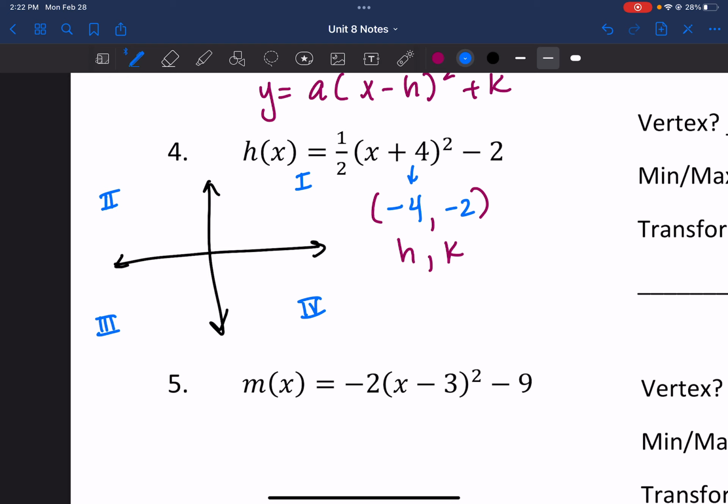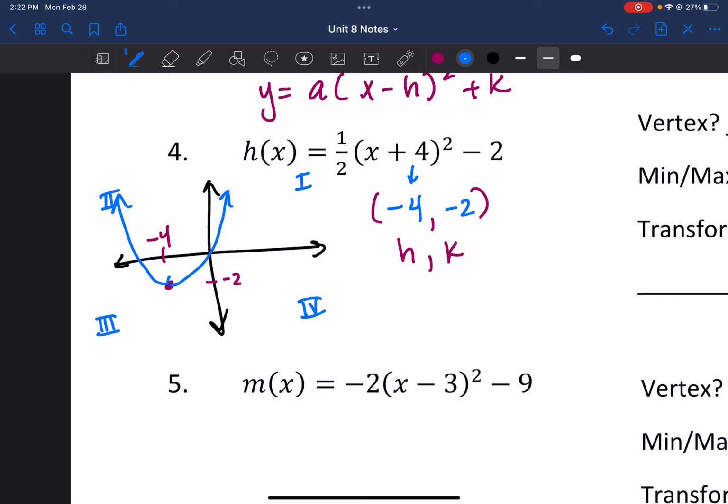So let's plot this point -4, -2. We don't have to be precise, but where would you find -4, -2? I know -4 would be going this direction, and then -2 would be going this direction. So let's just say that this vertex is somewhere right here. Let's call this -4, and we'll call this -2. Now that I have that vertex there, is this graph opening upwards or downwards? It's opening upwards because there's no negative. So let's just say the graph looks like this.